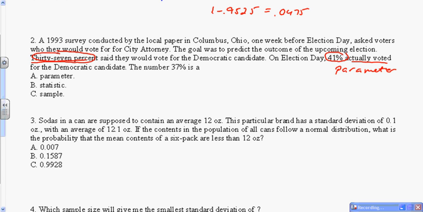But 37% came from the sample. Because it came from the sample, it stops being a parameter and becomes a statistic. Again, the sample was the people that they asked. The statistic is the calculation they took from the sample. So the parameter represents the actual results of the election, 41%. The sample is who they asked. The statistic is the calculation that they got from the sample.